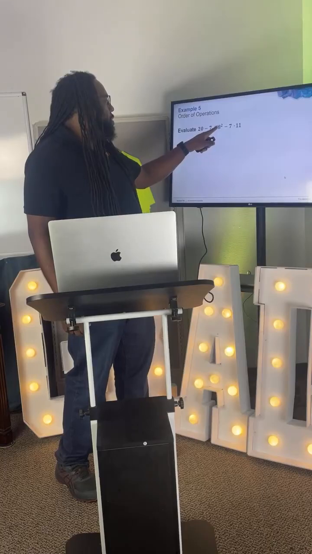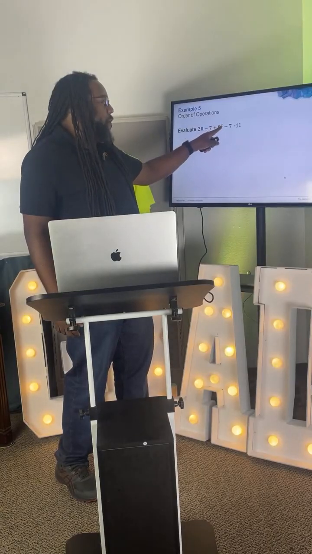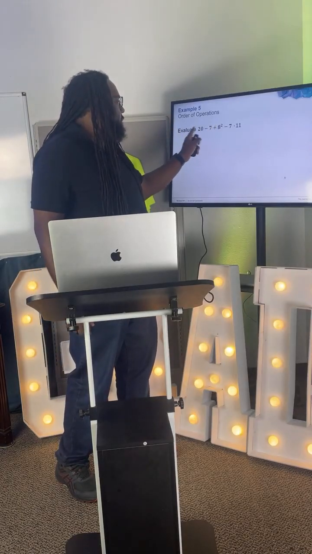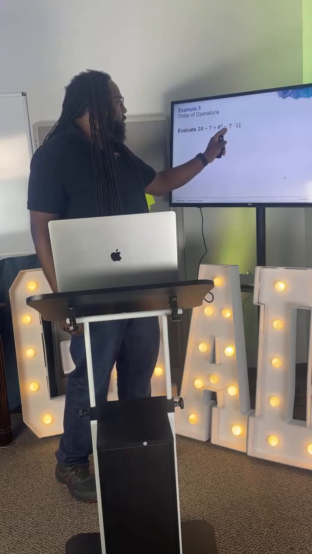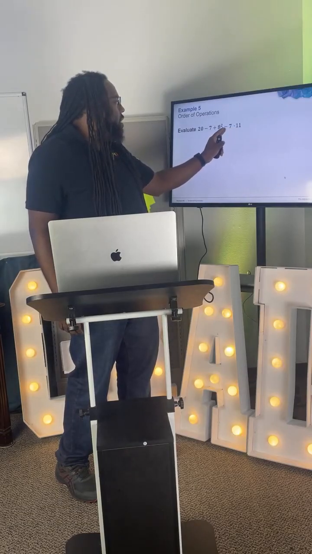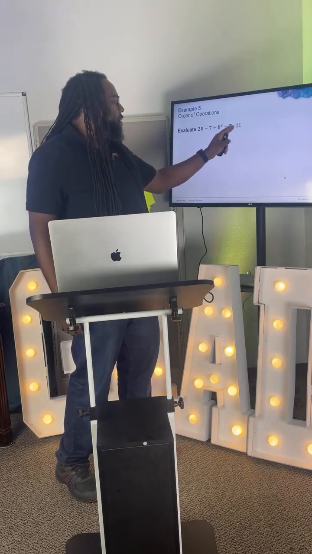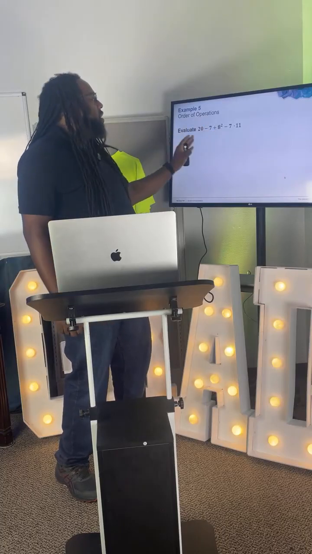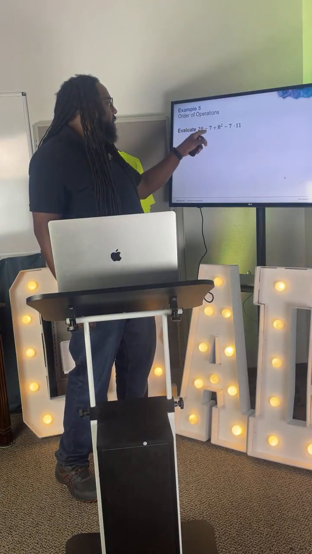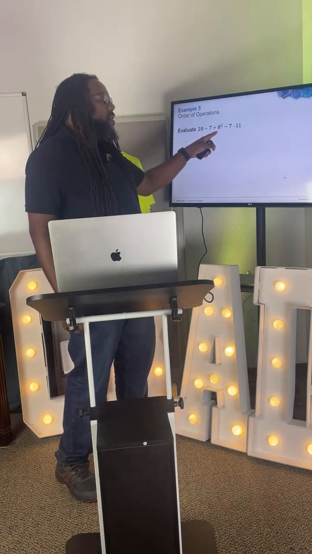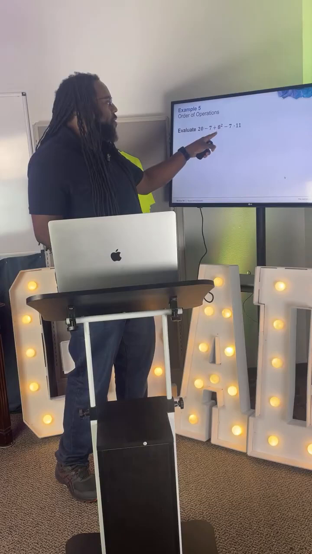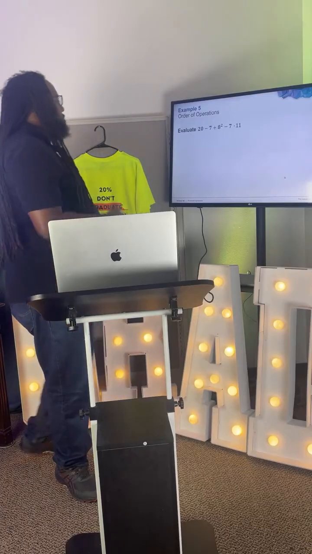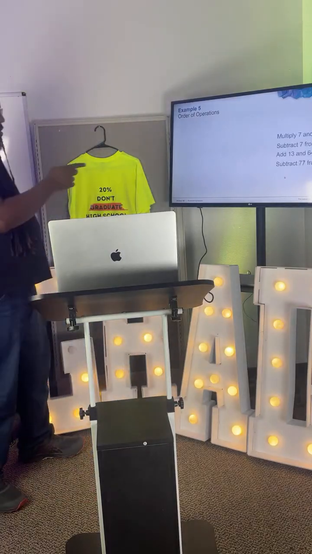And what we would do is do the powers first, so 8 times 8. And then we would check for any multiplication. So bam, right here. We got 7 times 11. So we would multiply that. And then after that, we would just go down the line. So it would be 20 minus 7 plus the 64 that we got earlier from doing the powers, and then minus the 77 that we got from the multiplication. Bam.